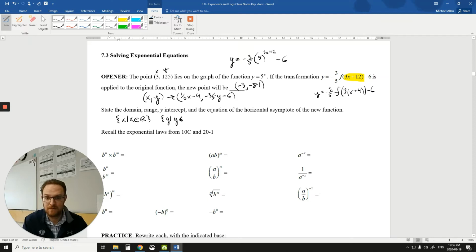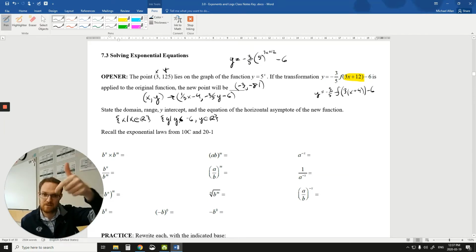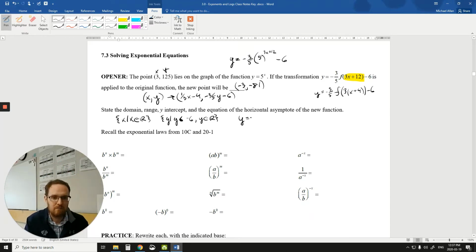Less than, because it's being reflected, -6. Okay. And the equation of the horizontal asymptote. So our asymptote is related to this transformation that got moved downwards. The reflection part doesn't change where the asymptote was because it was on the x-axis originally. I got moved down, so my asymptote is y is equal to -6.